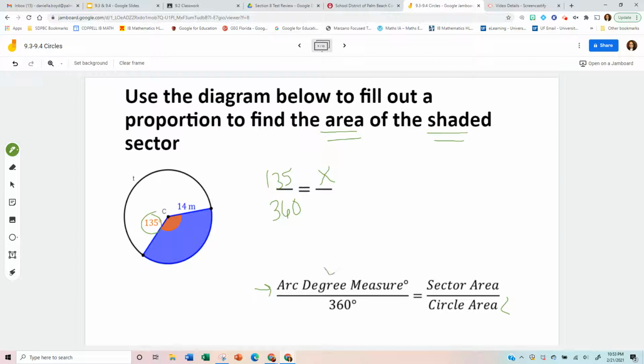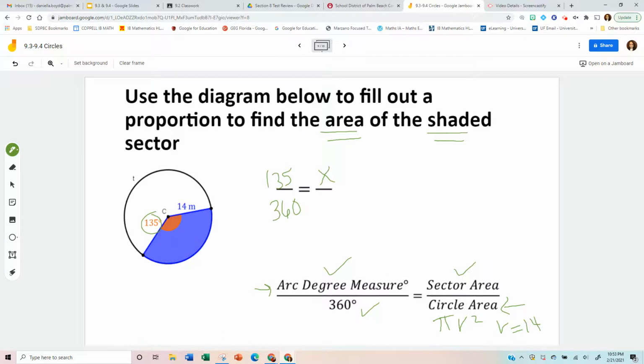So I've done this part. This was easy because that's always the same. The sector area is what I'm looking for, so I did that. I now need to do the circle area. Remember that circle area is a formula. Its area is pi r squared. Luckily for us, it looks like we know what the radius is equal to. Radius is equal to 14.